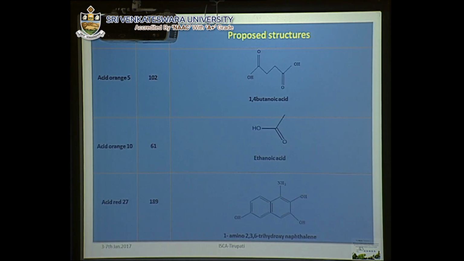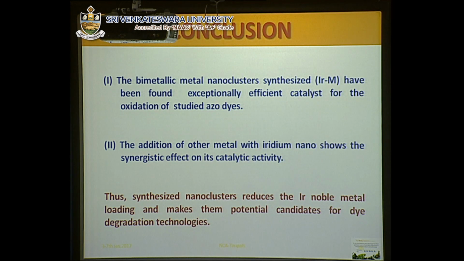Then the product of this method is also analyzed. We know that the azo dyes are hazardous substances, and they are resistant to chemicals. It is very difficult to degrade them. But by this method, we found, by characterization with LCMS, that all the products are generally simple acids. So we can say that the azo compounds have been converted into simple, less hazardous compounds.